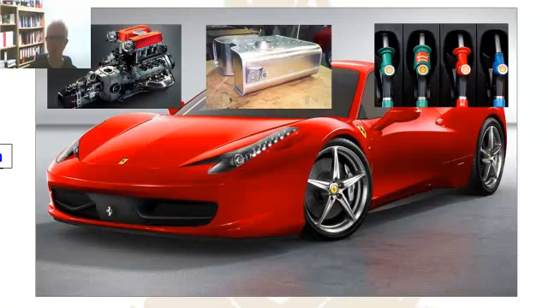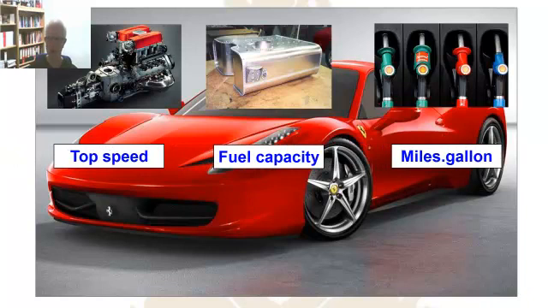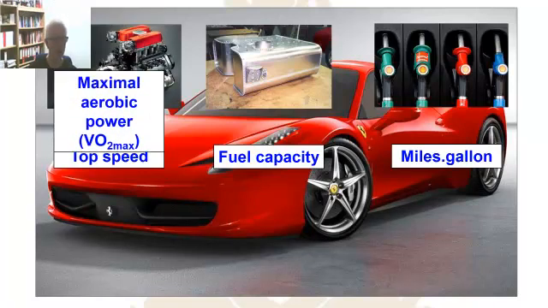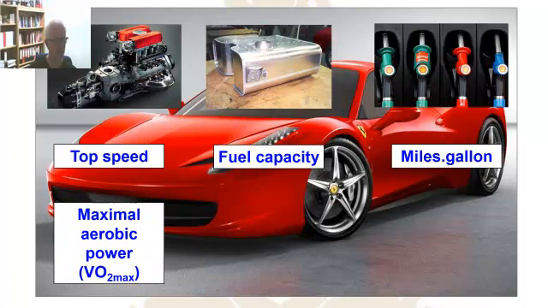We can transfer those across into these. So top speed is the engine, fuel capacity is the middle part, which is your tank, and then the miles per gallon, which is in essence how many miles can you do per gallon of fuel at a constant speed. And these can actually be translated very nicely for us in terms of endurance physiology. Maximal aerobic power is VO2 max. How big is the engine?